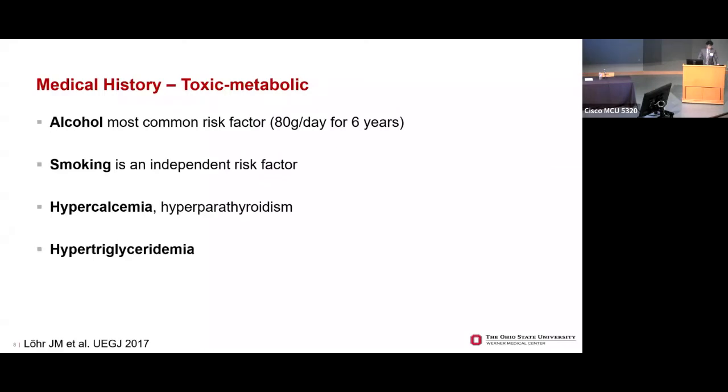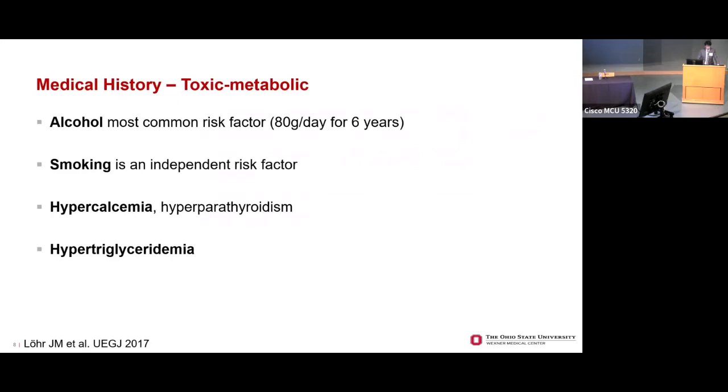And I really want to emphasize smoking. So smoking is an under-recognized risk factor. It's independently associated with the development of chronic pancreatitis. It also accelerates disease progression. And even secondhand smoking has been found to be kind of a primary cause, and especially in children. So something definitely to always ask about.